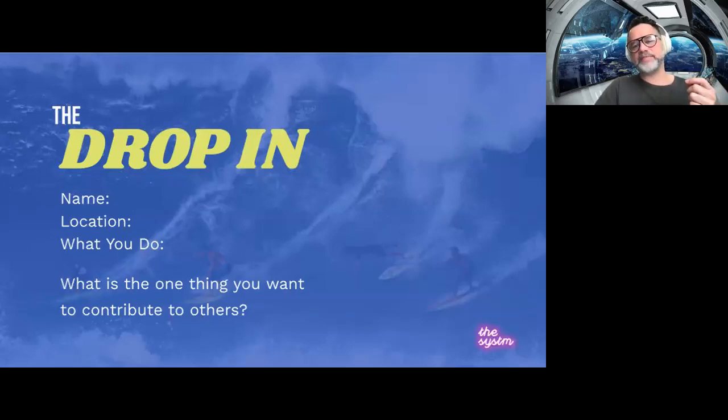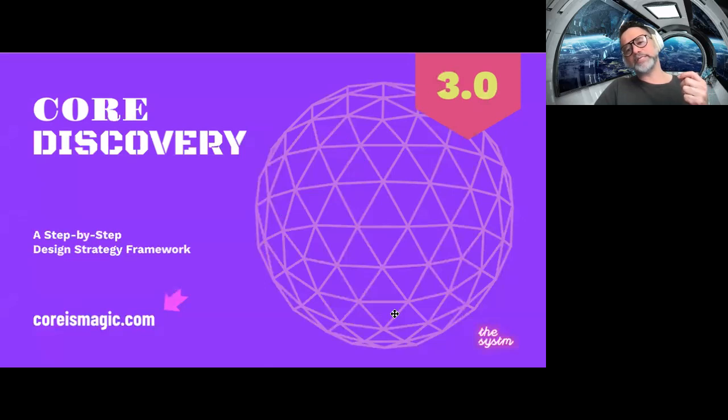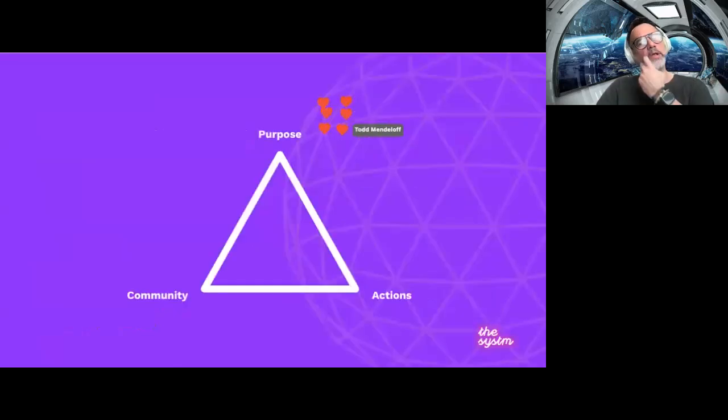A hint at that is that the geodesic dome in the Core Discovery 3.0 kit is the manifestation of that idea. Those three things: who you are, who your co-creators, users, customers are, and what their needs are, and then also defining yours and your goals together, which goes into the triangle here. Your purpose, taking action within community, and being able to move things forward is the way.